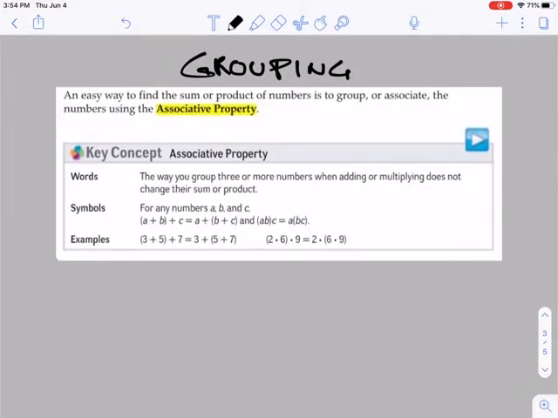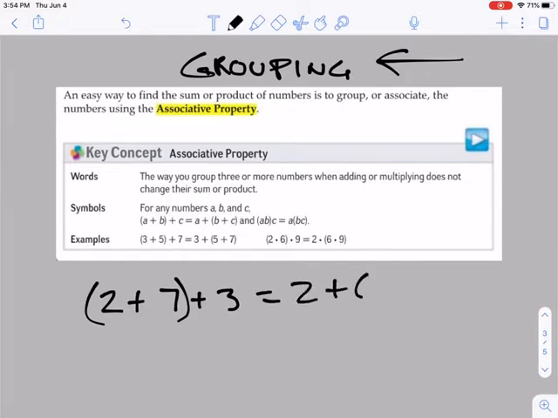Associative property is all about grouping, which is what I got written up here. It's all about how you decide to do something. So for example, supposing you've got 2 plus 7 plus 3, right? You're thinking of it like this when you first start. Well, there's nothing that says you can't think about it like this instead. And the advantage of thinking about it like this is then you get a nice easy number to work with.